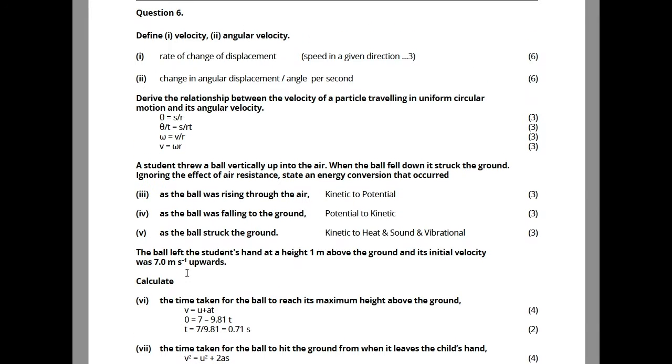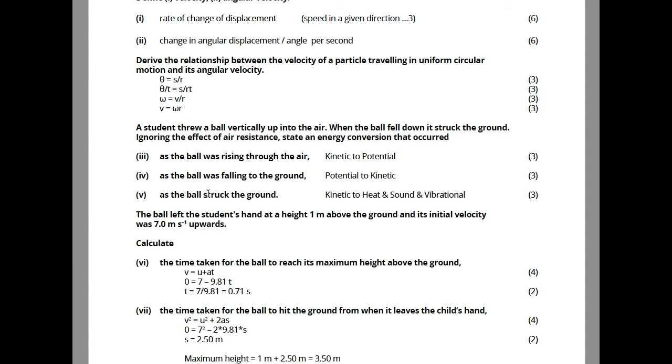Let's see. Question 6, typical question. Velocity, angular velocity, it asks you to derive here the relationship between velocity and angular velocity. Then the usual, fairly simple one for higher level paper: kinetic to potential energy, potential to kinetic energy, are the energy changes when a student threw a ball up in the air. It doesn't ask why the student threw the ball up in the air, but there you go.